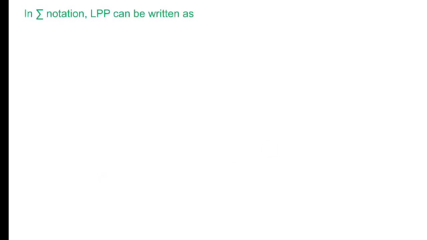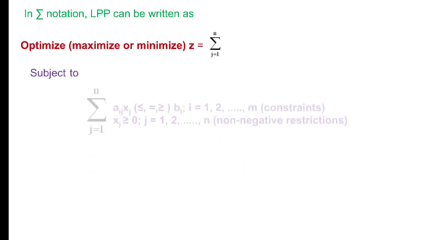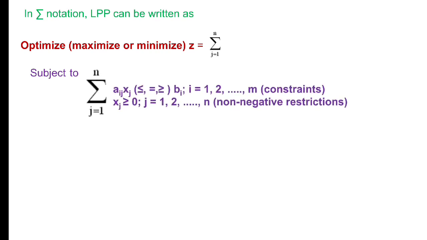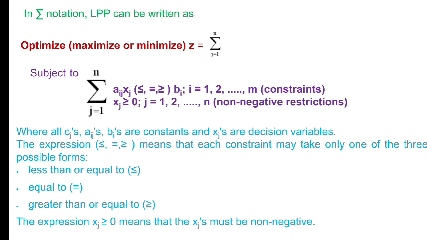So in summation notation, LPP can be written in the short form, and here will be written the constraints and non-negativity. As I explained in the previous slides, the short format will be written here, where ci's, aij's and bi's are constants, xj's are decision variables. The expression means that the constraint is one of the three possible: less than or equal to, equal to, or greater than or equal to. The expression xj greater than or equal to 0 means xj's must be non-negative, that is, 0 or positive values.